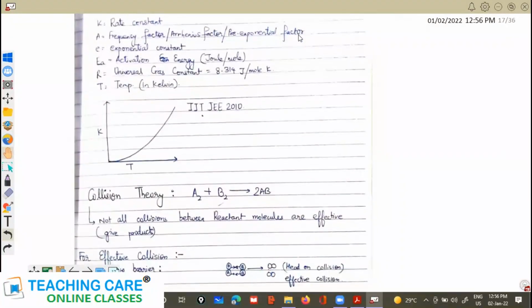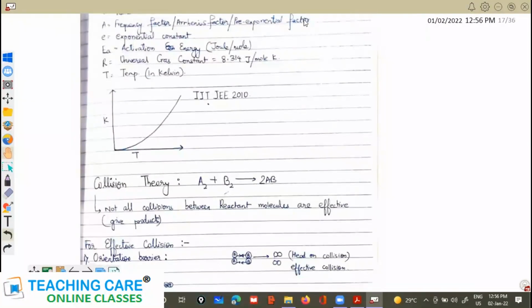Now how this temperature dependence happens is, say for example, you have a reaction A2 plus B2 gives you 2AB. Here the collision theory works a lot. What is collision theory? When two molecules collide, they give out certain energy, right? Not all collisions between the reactant molecules are effective and give product. The molecules are random in the container in which they are made to react, and not all collisions are effective enough to get converted into product.